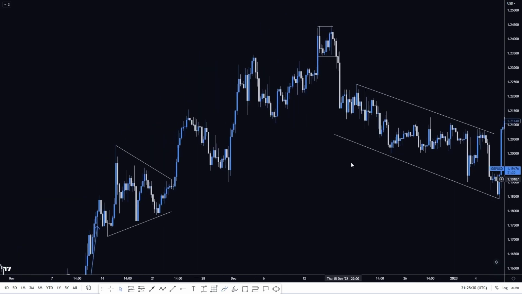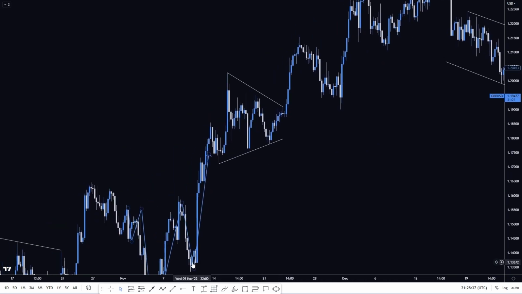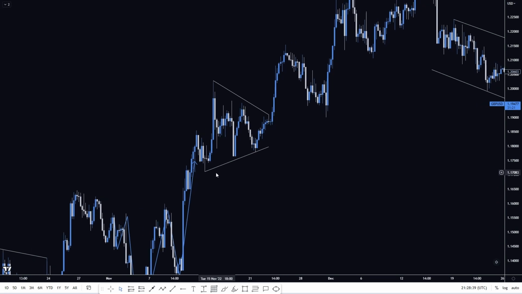So what else can we actually see? Obviously there's lots of other things happening at the same time. As we move down, in here what we've got is a nice impulsive move to the upside, and then what we've got here is a nice symmetrical triangle.